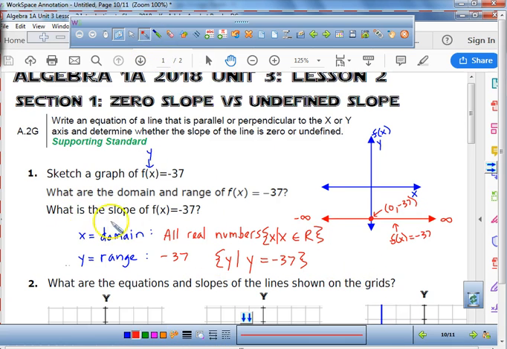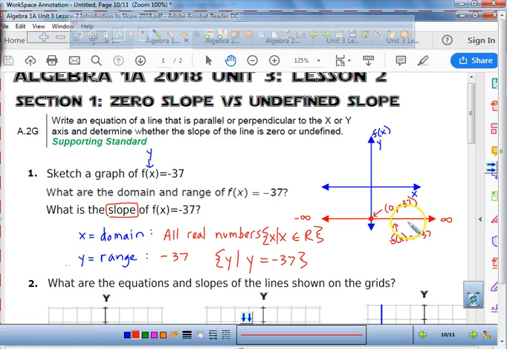Oh, one thing before you leave. What is the slope of a flat line, people? 0. Put right here, slope equals 0. By the way, if you have a heart monitor and that's what it looks like, you're dead.